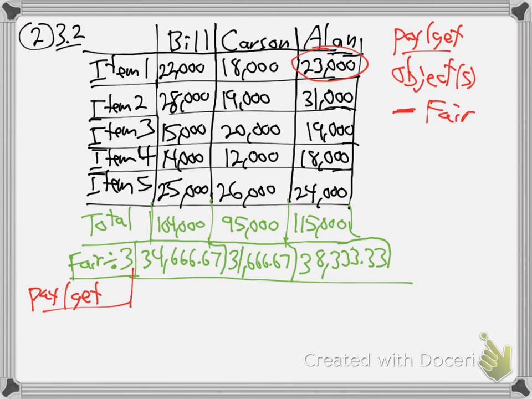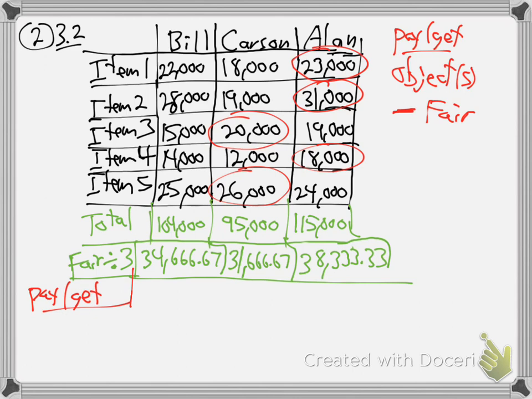All right, you guys getting them? So the pay get. So let's do the objects. Alan gets item 2. Carson gets item 3. Alan gets item 4. Alan's getting a lot of stuff. And Carson. So Bill gets nothing. Is that good for the items? So when we do Bill's pay get, we just take the objects that Bill got. Am I racing ahead? You guys okay to that point so far?